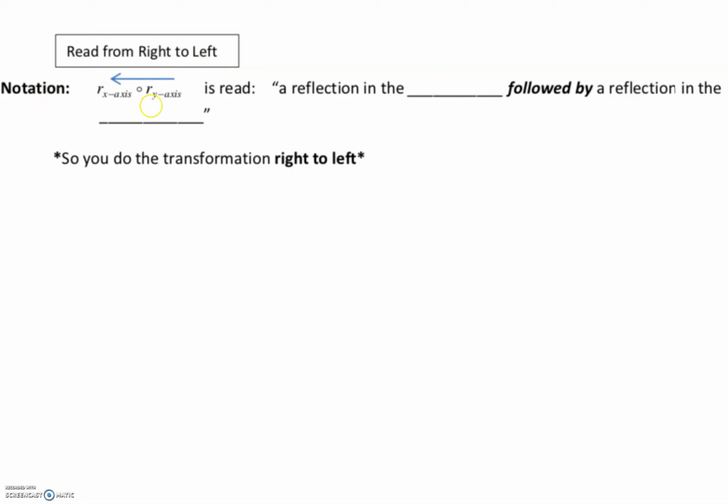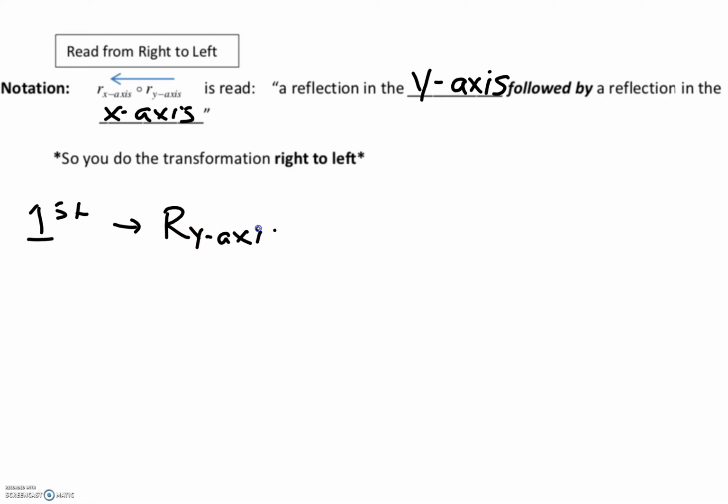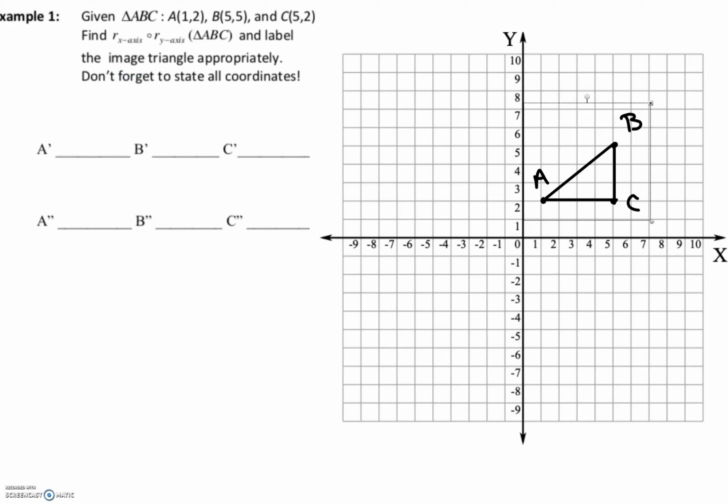So when you see this notation, it's read a reflection in the y-axis followed by a reflection in the x-axis. So the first transformation is, and this should be a capital R, reflection over the y-axis. And the second transformation is the reflection over the x-axis. So that's exactly what we're going to do.